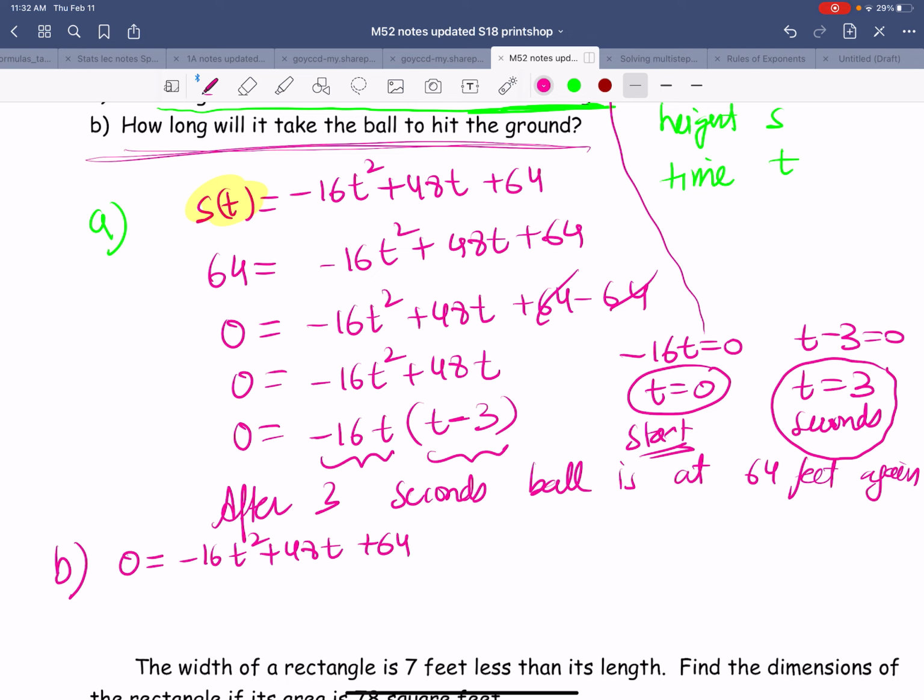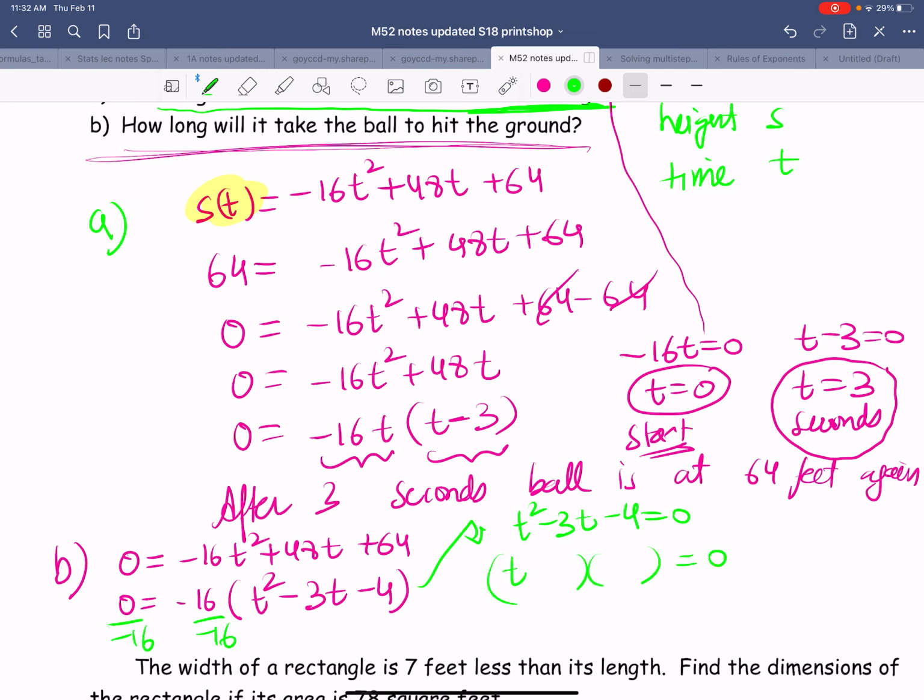And to make my life easy, I can factor out a negative 16. GCF, negative 16 is the GCF in the whole equation. t squared minus 3t minus 4. And we can go ahead and divide both sides by negative 16 now. So we're just left with t squared minus 3t minus 4 equal to 0. Let's go ahead and factor this. Two numbers that multiply to give me negative 4 and add up to give me negative 3 are negative 4 and plus 1. Those will be my special numbers.